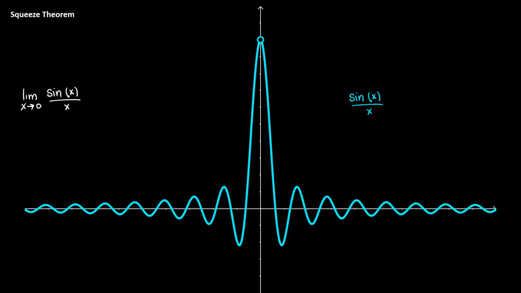It would be undefined at x equals 0. So that point is missing. We have a hole in the graph. We can still talk about the limit as we approach x equals 0 for this function, and we can start by looking at it graphically. Picking a point left of 0 and watching where it goes, picking a point right of 0, watching where it goes. We can see that the two-sided limit does exist.